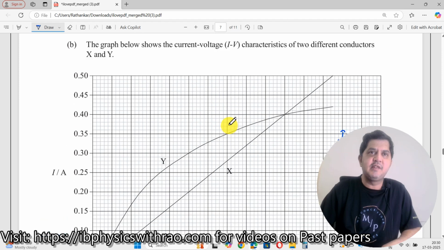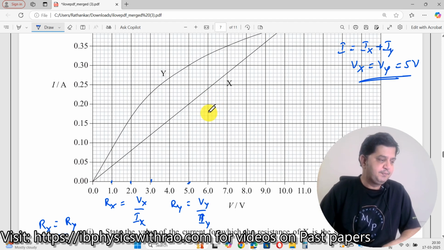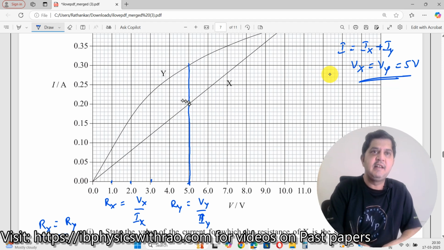Let us read the question once again. The current-voltage characteristics are given over here. So, at V equal to 5 volt, drop a vertical line like this. If I draw a vertical line like this, I will get some value here. What is this value here? This is the current value for the X conductor. You get the value of Ix. How much is the value of Ix? This is equal to 0.2 ampere.